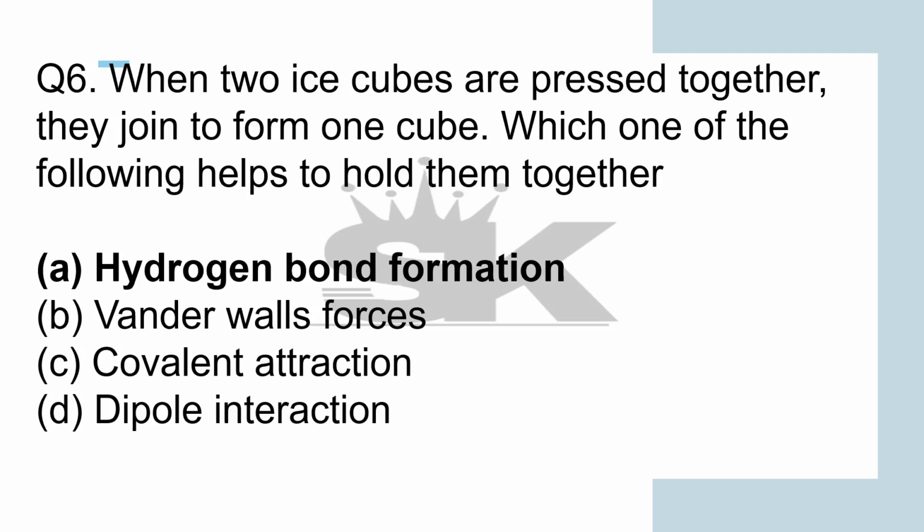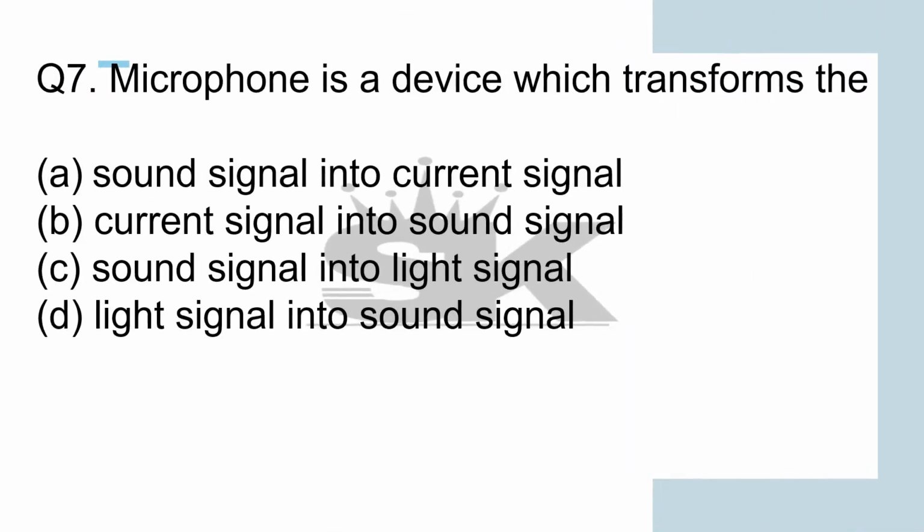When the two ice cubes are pressed together, the melting point of ice is lower. So they melt to form a thin layer of water between them. On releasing the pressure, the water freezes because a decrease in pressure raises the freezing point. Okay. Hence the two cubes stick together. This is because of the hydrogen bond formation. Okay. Next question.